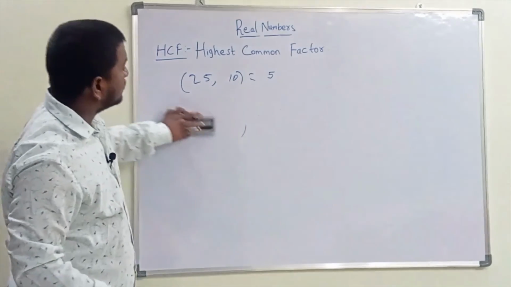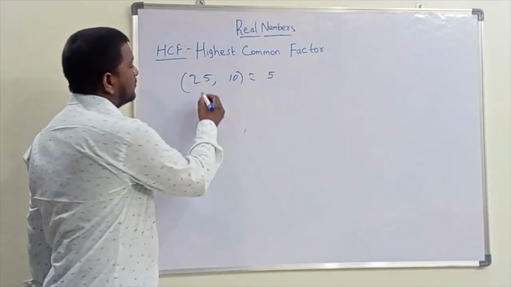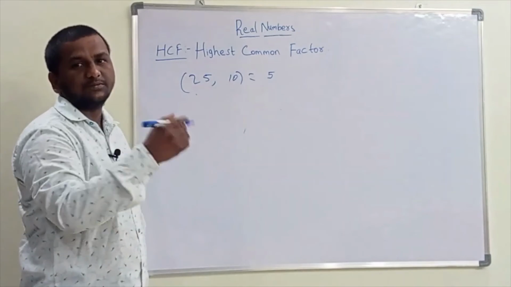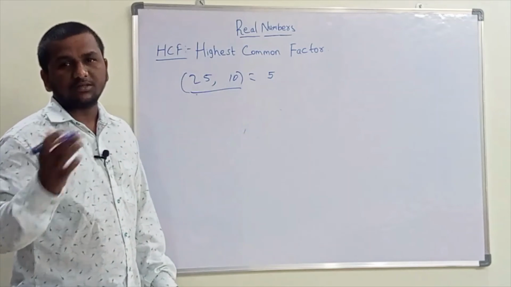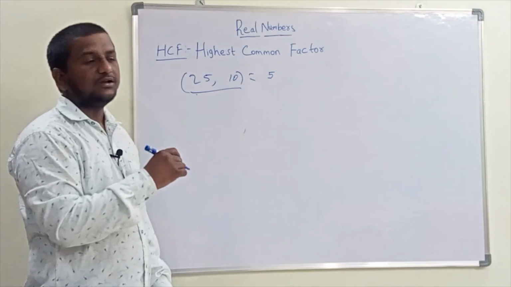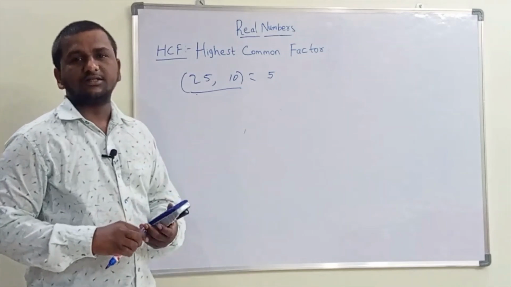For two numbers we have an algorithm, that is Euclid's division algorithm. We will learn that one and get to see the procedure. It is a very simple procedure that can be done for two numbers. If more than two numbers are given and we have to find the HCF, then there is the prime factorization method. We will learn all this in the next chapters.